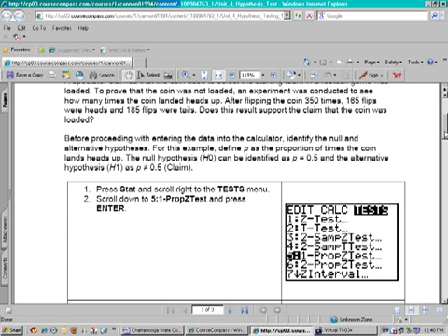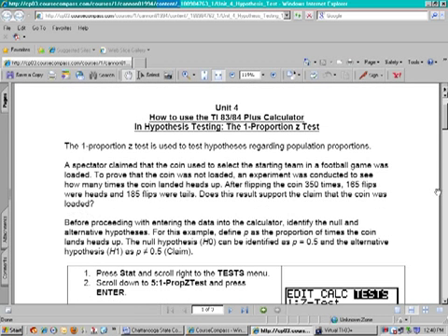In this handout, there's a problem that deals with proportions. It says, a spectator claimed that the coin used to select the starting team in a football game was loaded. To prove that the coin was not loaded, an experiment was conducted to see how many times the coin landed heads up. After flipping the coin 350 times, 165 flips were heads, 185 flips were tails. Does this result support the claim that the coin was loaded?